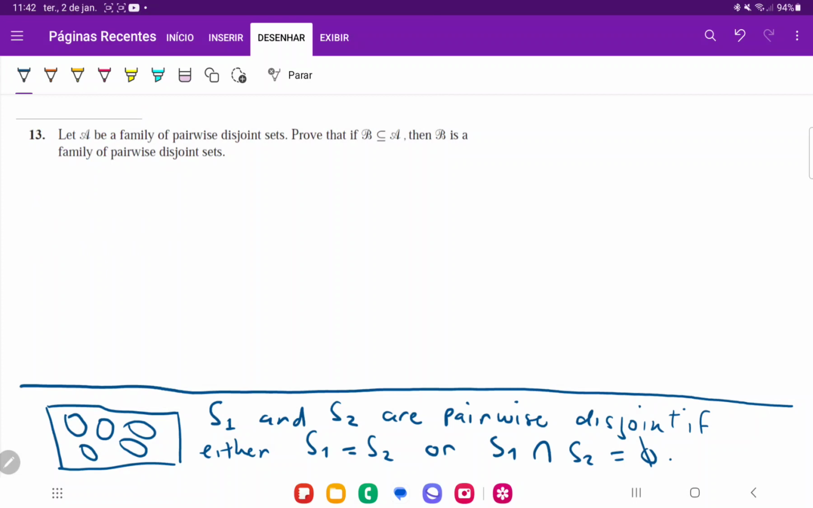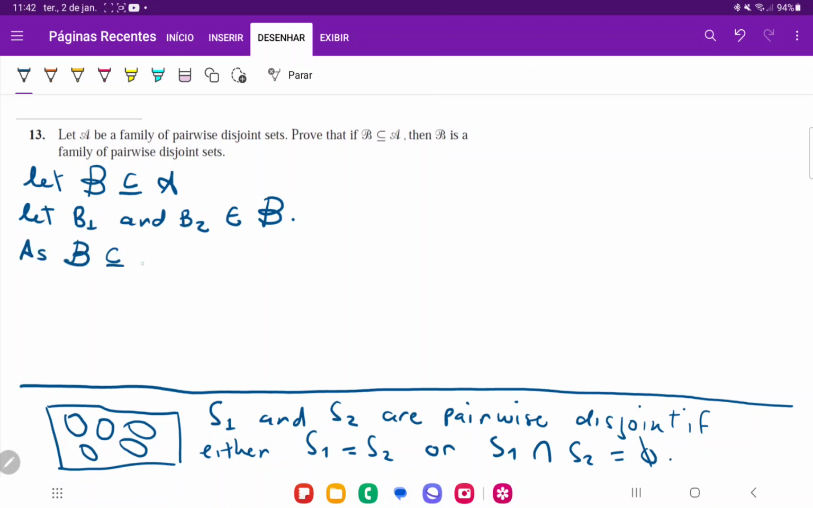So now let's prove the statement here. So we're going to say, let B be a subset of the family A, where B is a collection of sets, right? Let B1 and B2 be elements of the family B. As the family B is a subset of the family A, it means that B1 and B2 belong to A, right? That's what it means for it to be a subset.